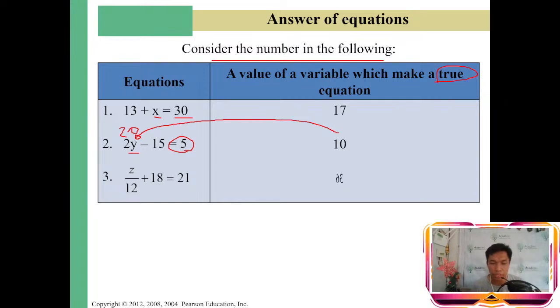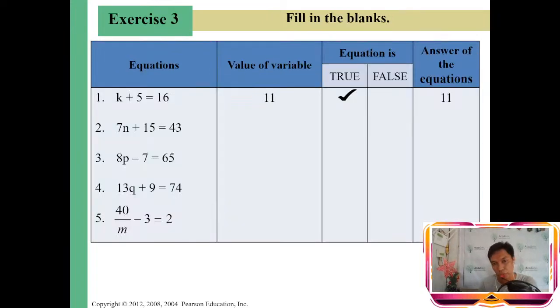How about this one, number 3? 36 divided by 12 is 3. 3 plus 18 is 21, so they are equal. Take note: if you say true, it means they are equal. If they are not equal, they are false. Okay, next one.